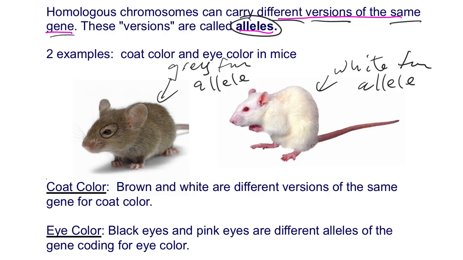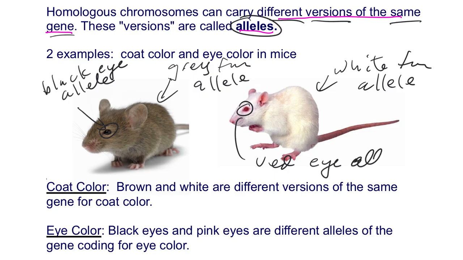Same with the eyes and all kinds of other traits. That eye is black eye. This eye is red eye. On one of their chromosomes is a gene for eye color. But the eye color gene has different versions or alleles. So this would be the black eye allele for the eye color gene. This would be the red eye allele.